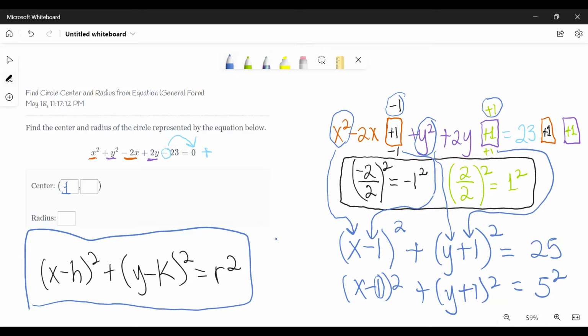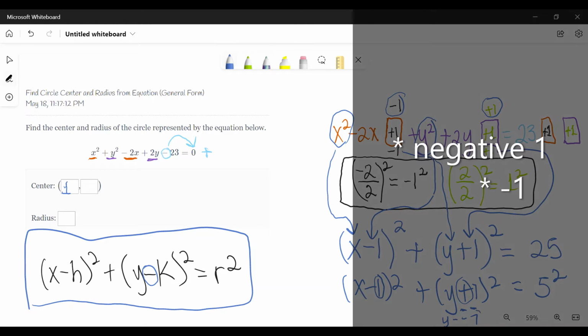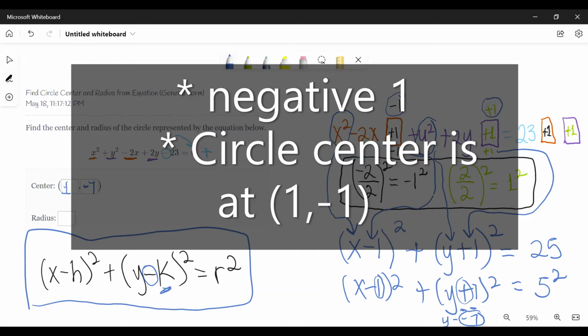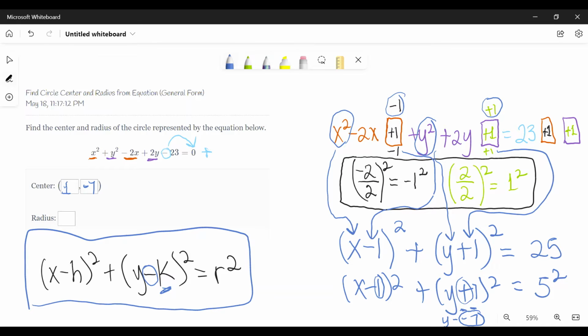Now for the y, notice that it's a plus right here, but over here it's a minus. That's because this plus is really as a result of a double negative. So really, right here is really y minus -7. So -7 would be the k, which is the y value in our center. All right, if that went over your head, re-watch what I just said.